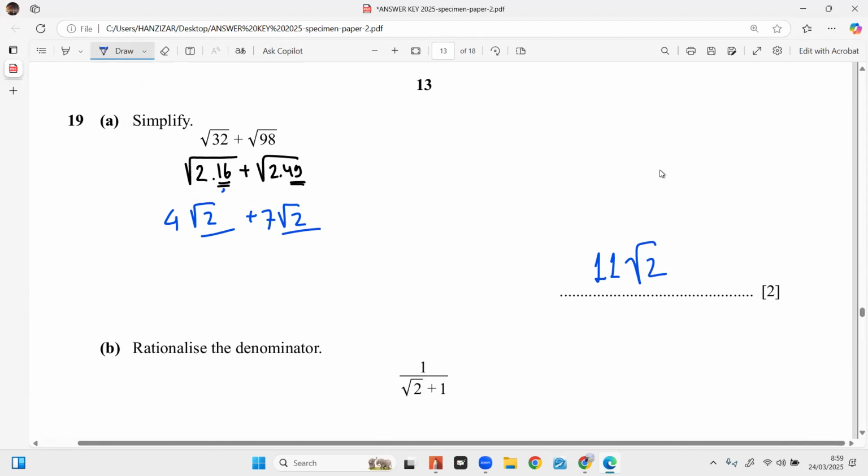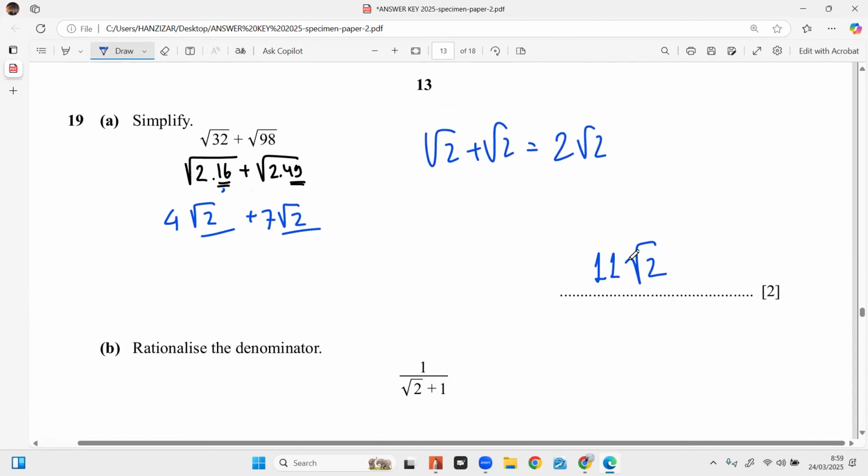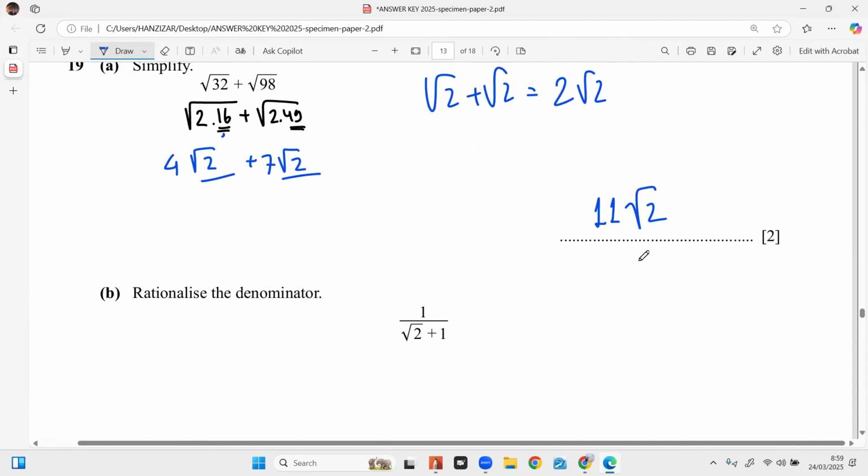Square root 4? Sorry? Wrong. 11 square root 4, totally wrong. Because square root 2 plus square root 2 is 2 square root 2, not 4. Wrong. Totally wrong. They have to be added because they are the same variable. Yeah, 1 mark, I think. Okay, guys, continue.